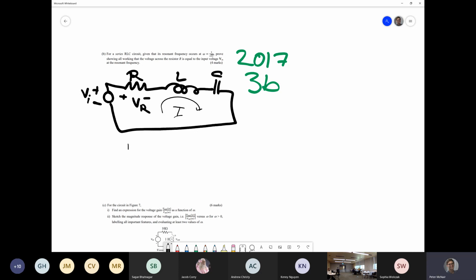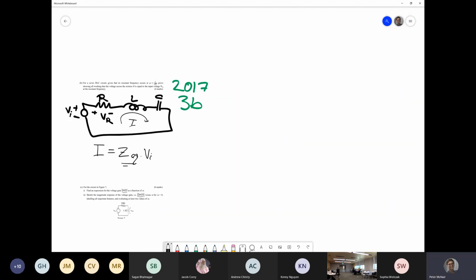So let's find an expression for the current. So I is equal to sort of the impedance equivalent times V in. So this Z equivalent is what we're worried about. Now, Z equivalent, because these are in series, it's just going to be our resistance plus the impedance of this inductor, which is J omega L, plus the impedance of our capacitor, which I write as minus J 1 on omega C.